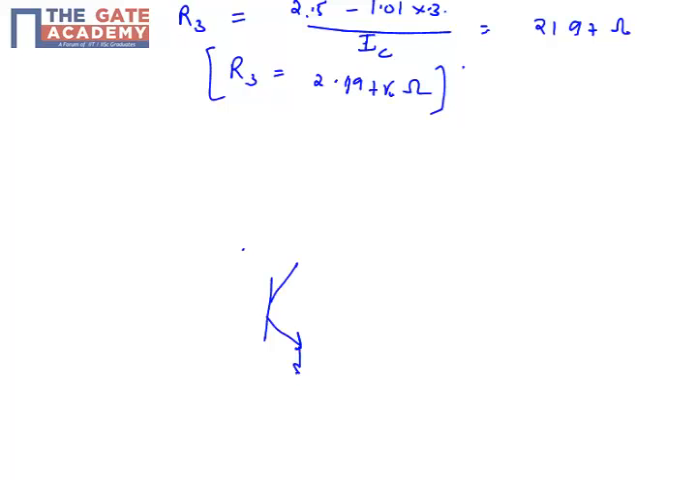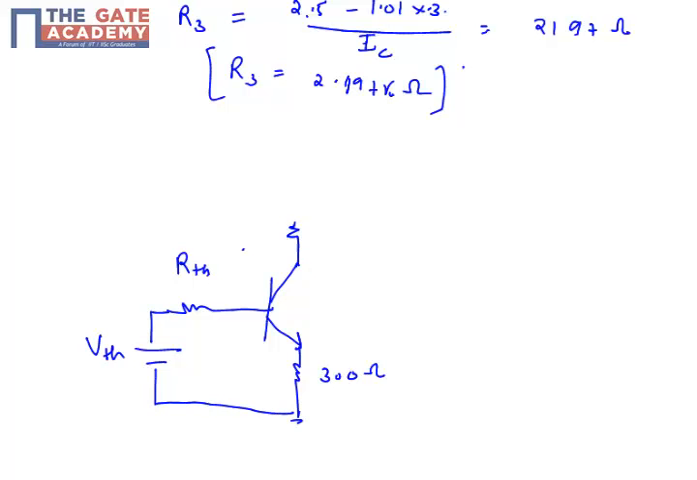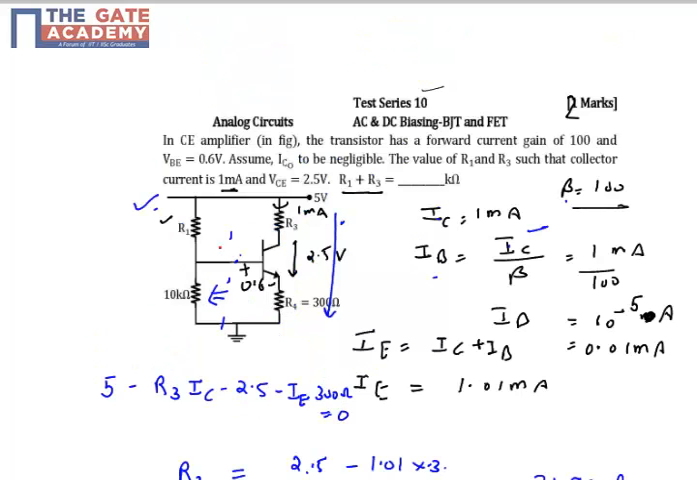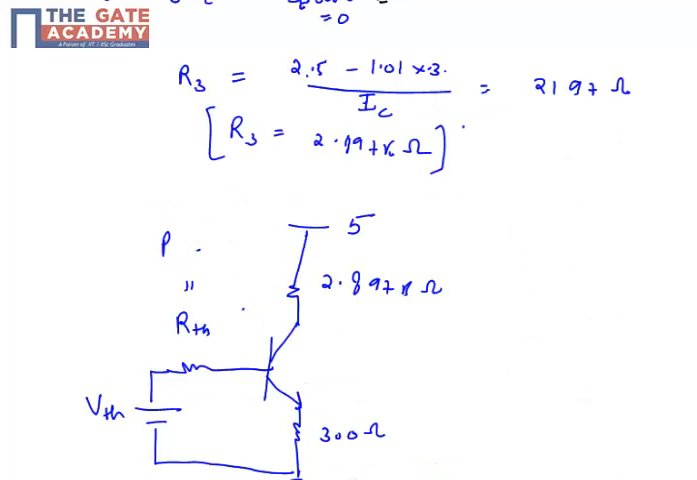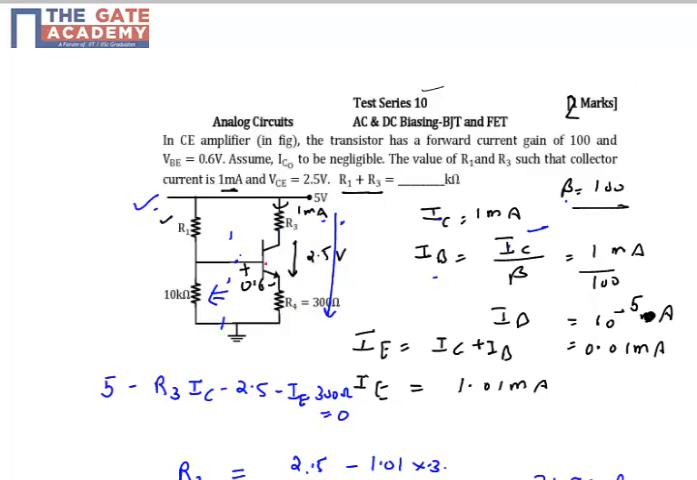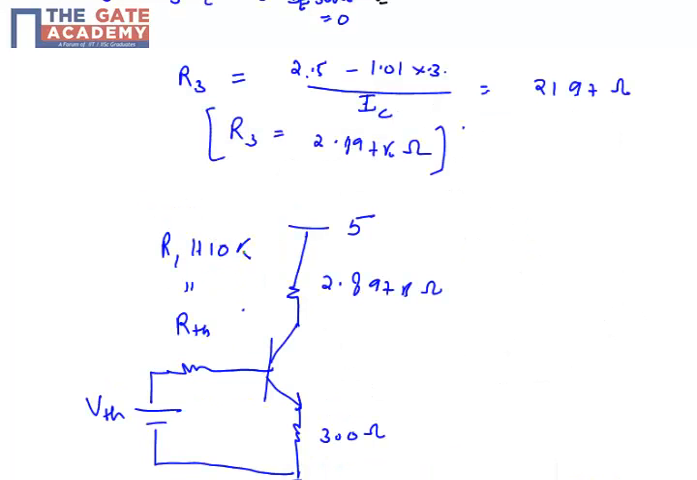We will have one RE, which in my case is 300 ohm, then we'll have RTH, then we'll have VTH, along with the collector resistor R3, which we have calculated as 2.197 kilo ohm, and 5 volt. This is my circuit. And what is my RTH? RTH is nothing but the parallel combination of R1 and 10k. R1 parallel 10k will be my RTH.